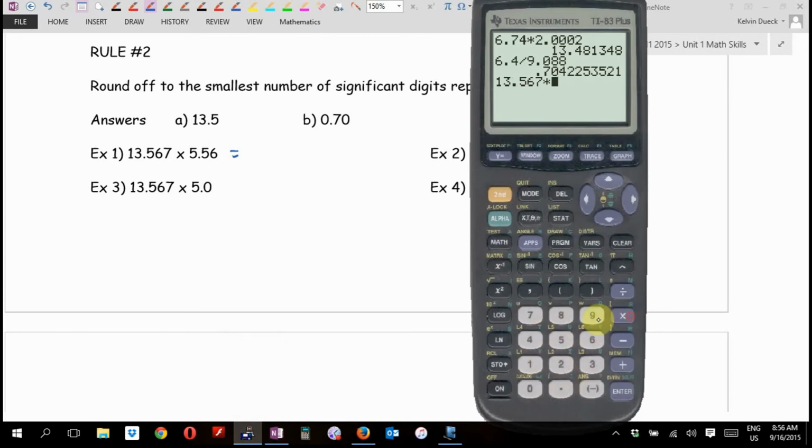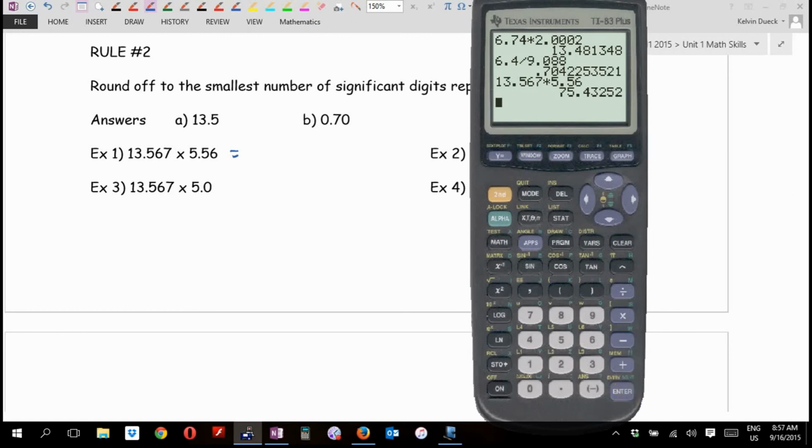13.567 times 5.56. What's the correct answer to the correct number of sig figs going to be? I'll give you a hint. Starts with a 7. 75. Am I right? Is it 75.4325? Okay. How many sig figs in the first number?